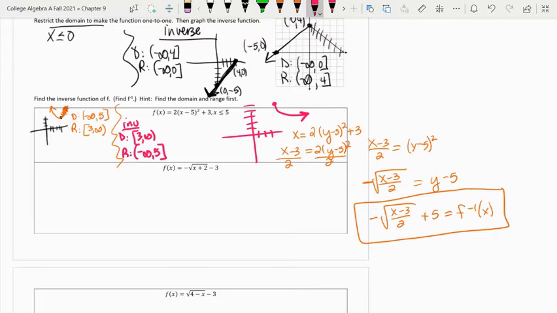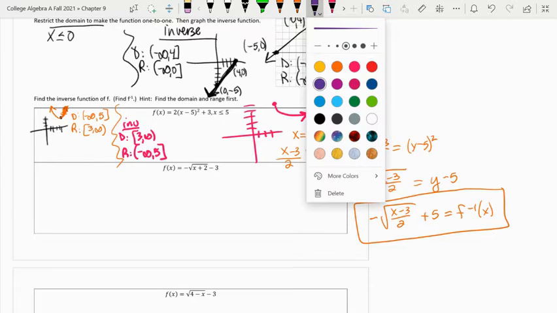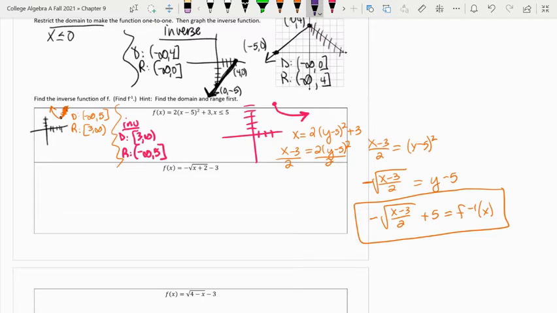All right, next one. Let's change colors. So this would be f of x. The beginning of this graph is I go left 2, down 3. And it has a negative in front, so this thing opens down. Let's go right 1, down 1. That gives me my graph. So my domain here is bracket negative 2 to infinity. And my range is negative infinity and stops at negative 3.